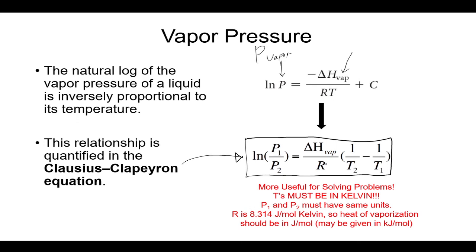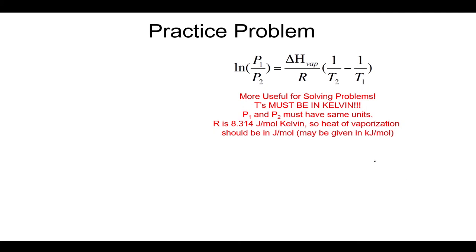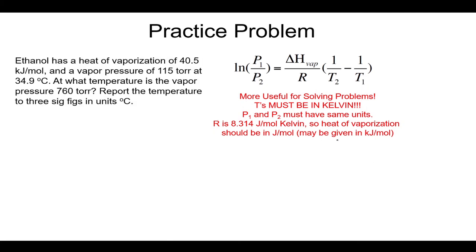Your R here is 8.314 joules per mole Kelvin, the gas constant. And if you're using that R in joules, just make sure your delta H here is also going to be in joules. So let's actually look at something like this in practice. Let's take this and apply it to a problem.